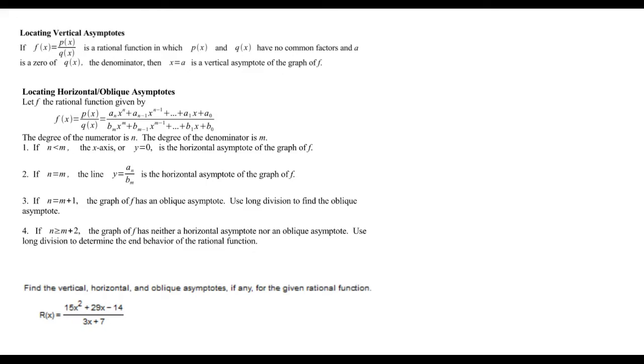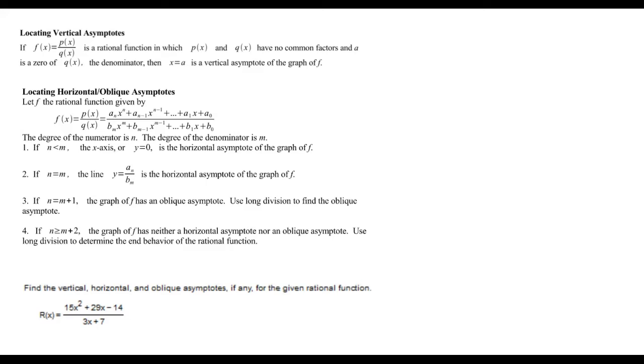Up here at the top, I've given some instructions for locating vertical asymptotes. If we have our rational function, p of x over q of x, p of x and q of x have no common factors. So that's our first thing. We have to make sure that our function is in lowest terms. A 0 of q of x is going to be a vertical asymptote of the graph. So we have to make sure we have no common factors, and then we'll be able to find our vertical asymptote.